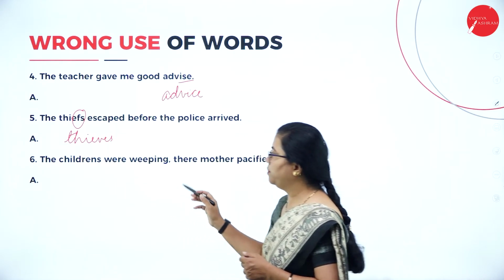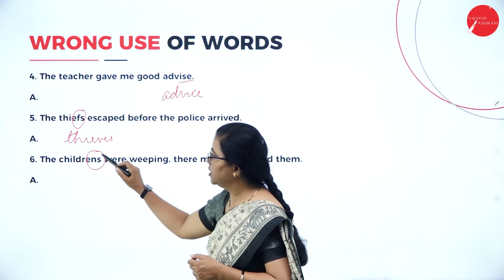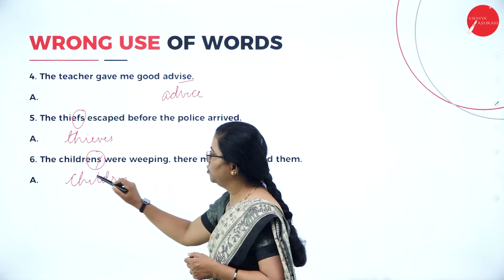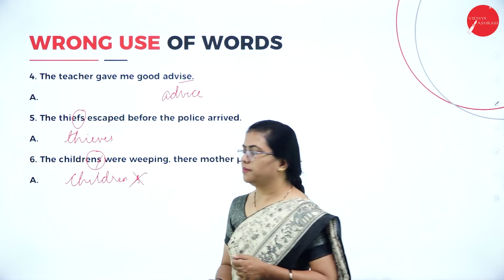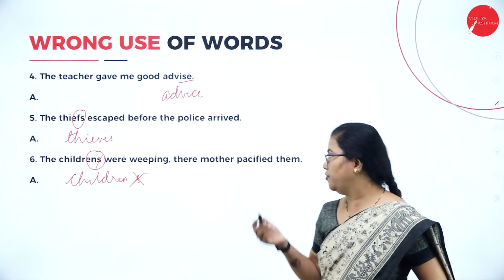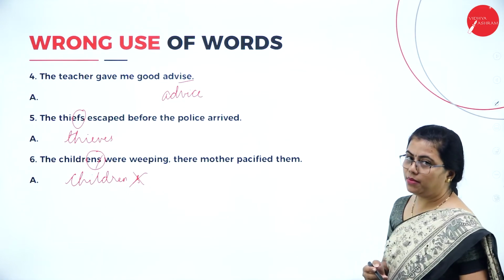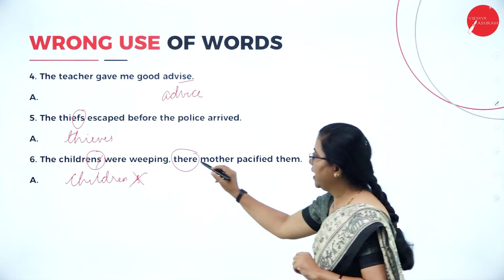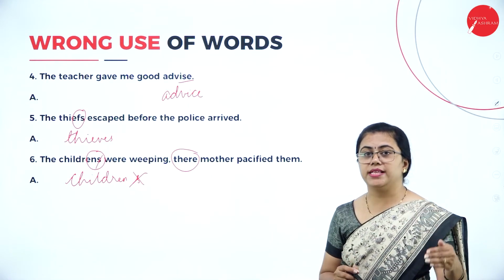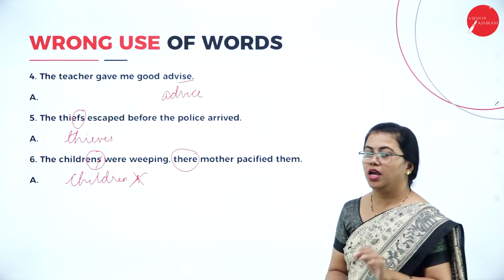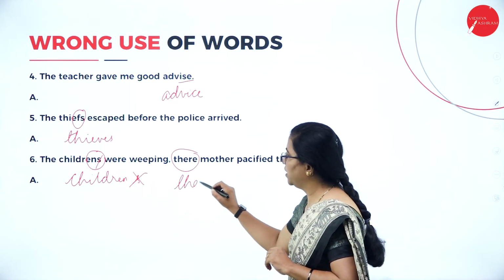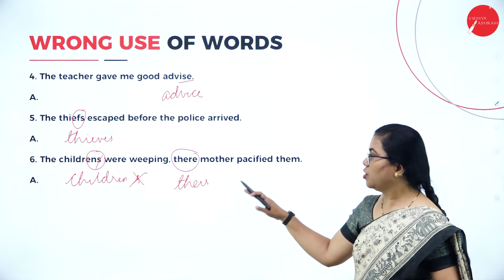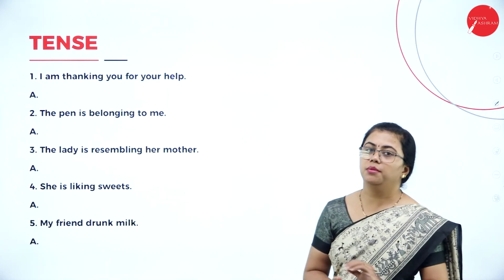The childrens were weeping. Here only we got to know childrens, there is no plural at all. For child it is children. Children itself is plural, so no need of S again. Okay, so children were weeping, their mother pacified them. Again, what is a mistake? Their mother. Okay, there is an adverb. It shows the place where somebody is or something is. So here something that belongs to somebody, T-H-E-I-R should be there. So wrong usage of words actually change the meaning also.